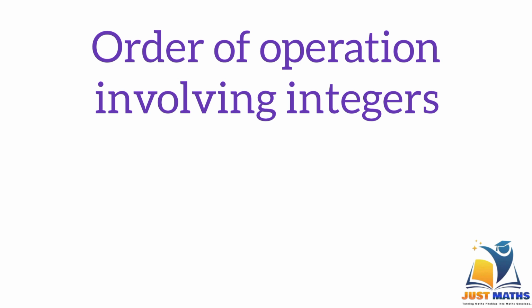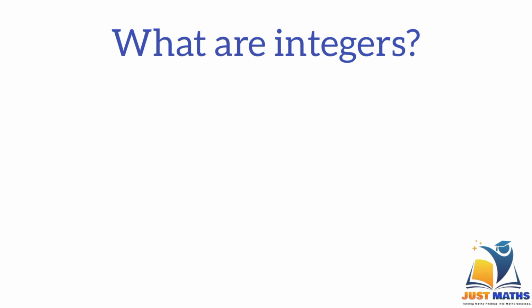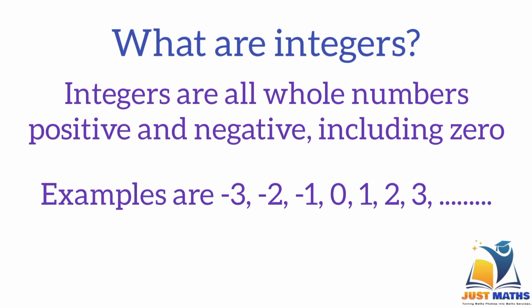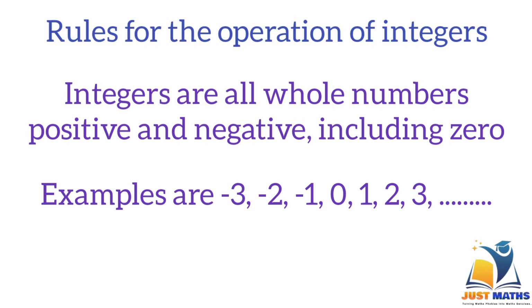Today we'll be looking at order of operations involving integers. First, we are going to look at what integers are. Integers are whole numbers, positive or negative, including zero. Examples are -3, -2, -1, 0, 1, 2, 3, 4, 5, like that.